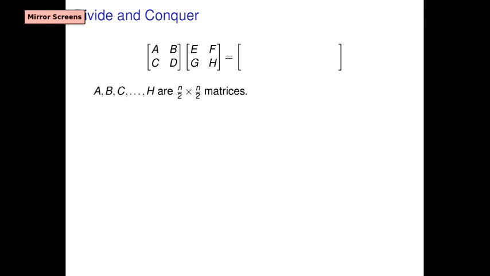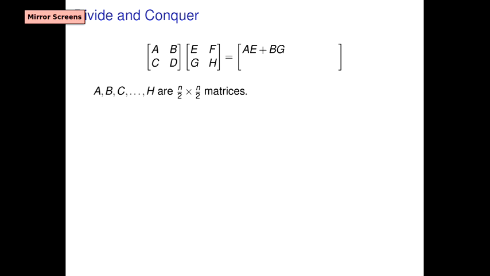B is the first n over 2 rows and the second n over 2 columns. Right? And so on. Is that clear? Okay. So now, when you multiply these things together, you can think of what your answer is here. The upper left-hand corner will be A times E plus B times G, and you add them together as a matrix. That's the upper left.